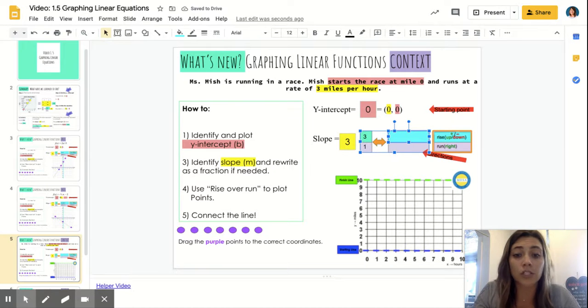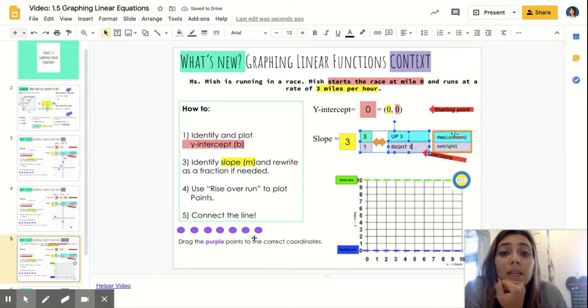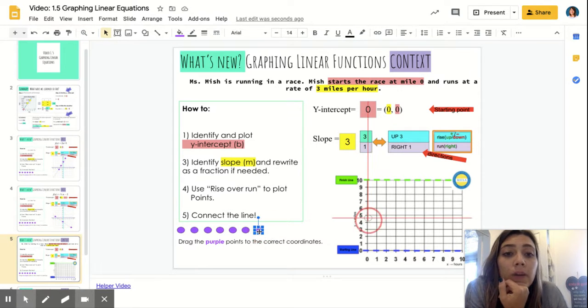Let's do the directions. So the direction is up or down, and if it's a +3, it's up, and the bottom is always right. So same thing that we did before. I'm going to start with my y-intercept, and in this case, it's 0, 0.